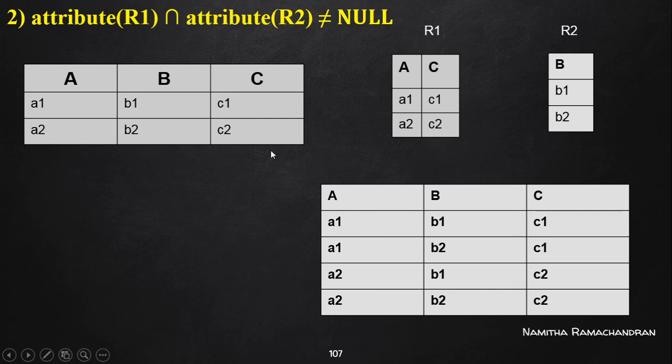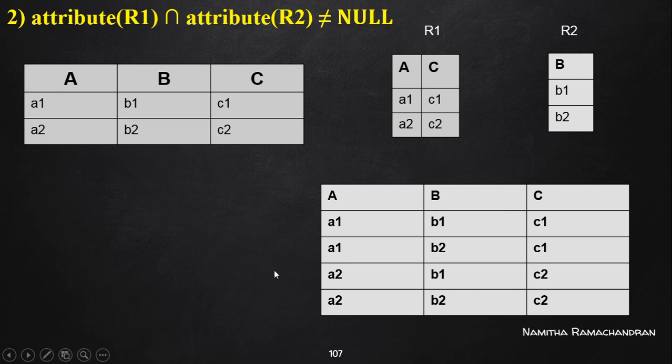So the resultant relation is like this. A, B, C. A1, B1, C1. A1, B2, C1. Next, A2, B1, C2. Then A2, B2, C2. So this is the resultant relation after the join operation over this R1 and R2.